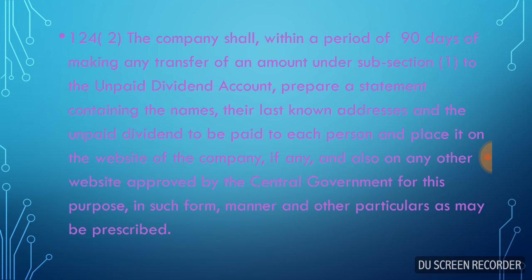In those 90 days, the company has to make a list of the shareholders who have not claimed the dividend and put that list on its website, and also on the website which is approved by the government. That is generally www.mca.gov.in or any other website which is approved by the government.